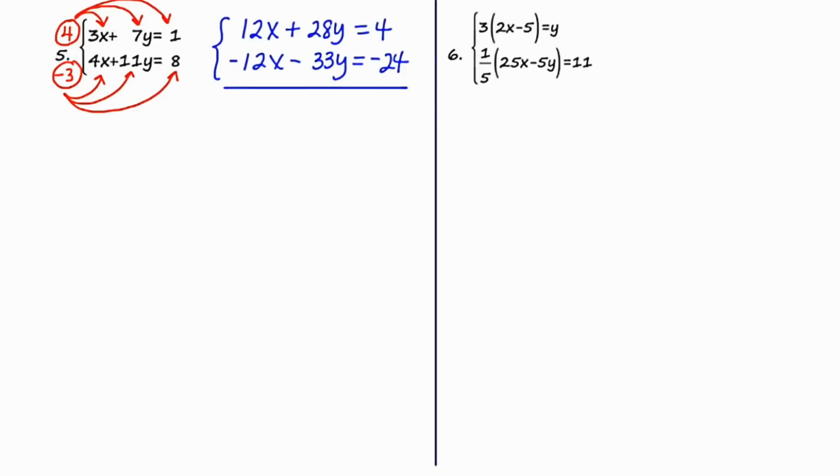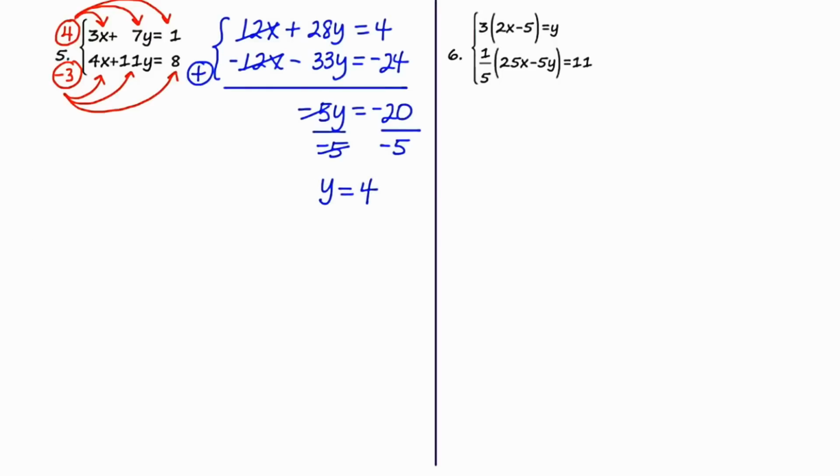What I'm going to do now is add these two rows together so that the 12x and the -12x will cancel out. When I do this, I'm left with -5y is equal to -20. And now I'm going to divide both sides by -5. And -20 divided by -5 is 4. Remember, when dividing a negative by a negative, you end up getting positive.